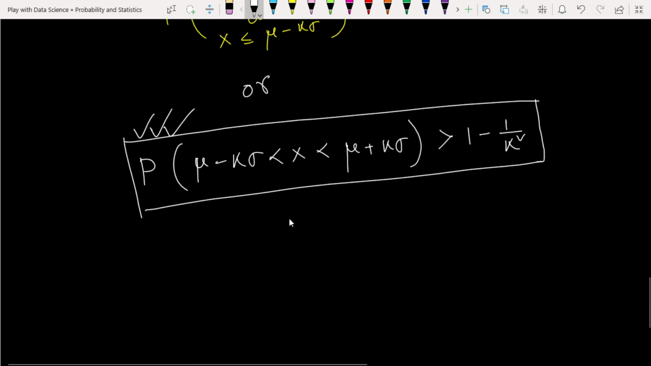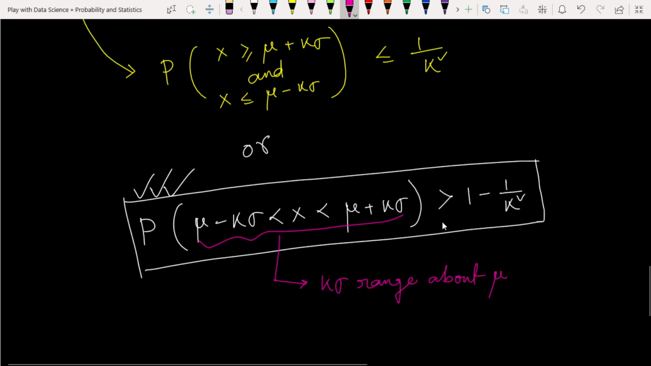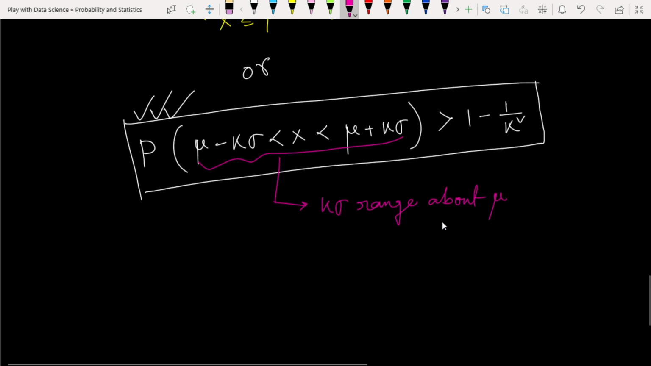So this range is actually the k sigma range, a k sigma range about mu. Now let's try to get the answer.